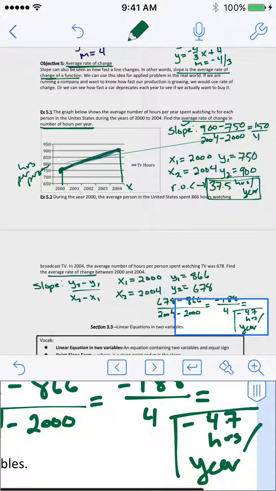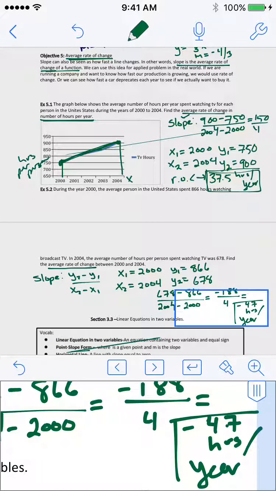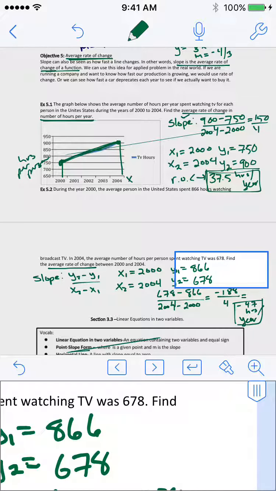Now, what does that mean when you say negative 47 hours? Does that mean people are watching negative hours? That doesn't make any sense, right? So did we make a mistake? Remember, the slope refers to the steepness of a line. So we're not talking about individual points here. We're not talking about in this year, then that year. What we're talking about is a negative slope. So the slope is going down by 47 per year.